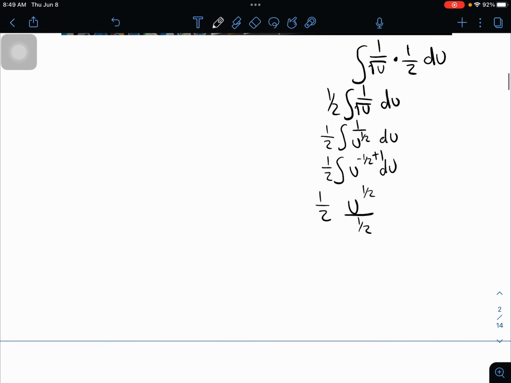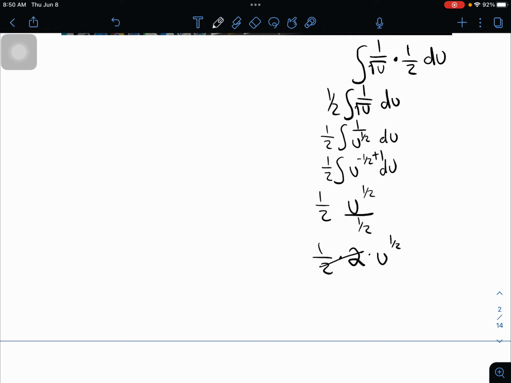And when you do this, when you divide by a fraction, you're actually multiplying by this fraction flipped. Well, if I flip this fraction, 1/2 flipped is just 2. So this is equivalent to 1/2. I just drop this 1/2 down. Then I'm going to flip this fraction times, if I flip it, it's now a 2, times u to the 1/2. And if I multiply these together, 2 times 1/2 is 1.